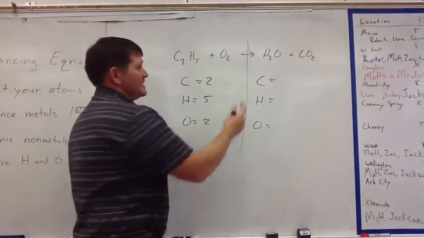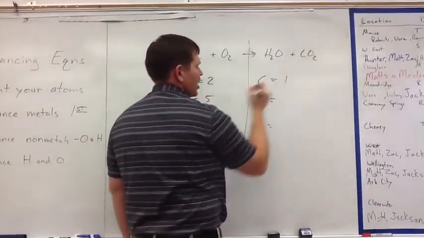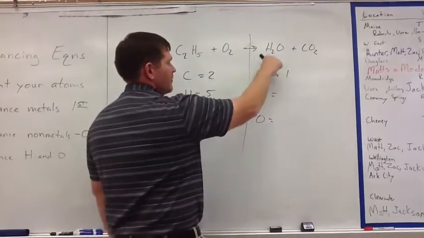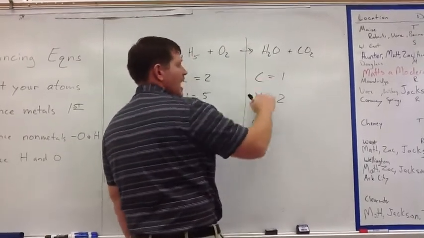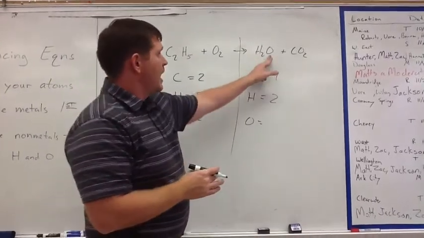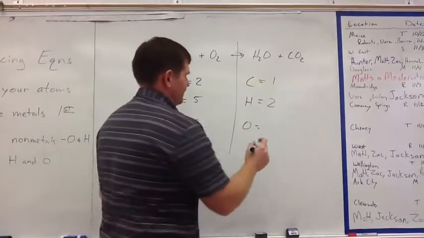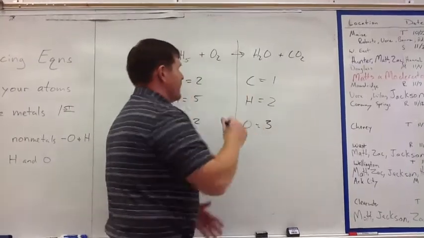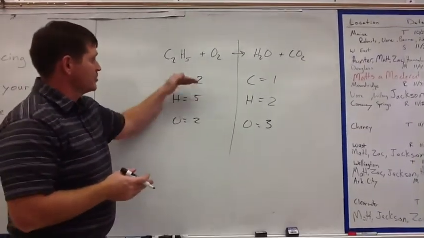My C's, I'm going to come up here, I have 1 carbon. My hydrogens, I have 1, 2. And my oxygens, this is where it gets a little confusing. Sometimes you'll see this, they'll be in multiple spots. I have 1, 2, 3. Okay, so when I do my counting atoms, here's the ones I have.